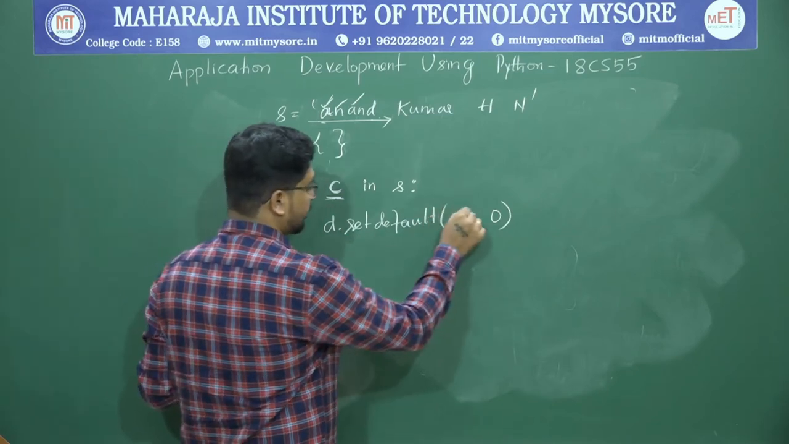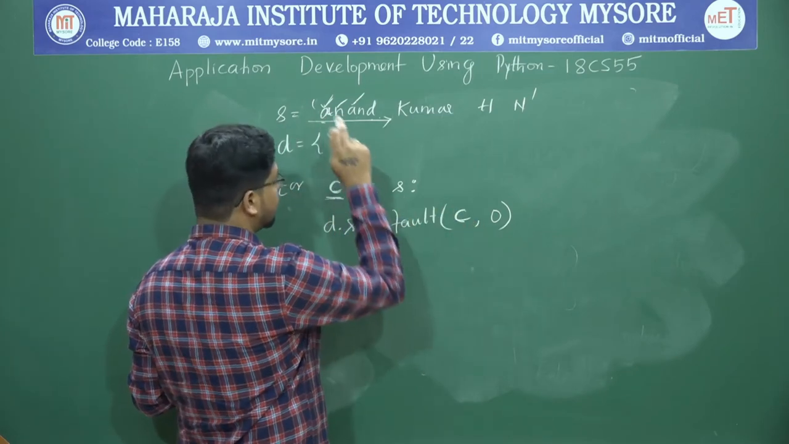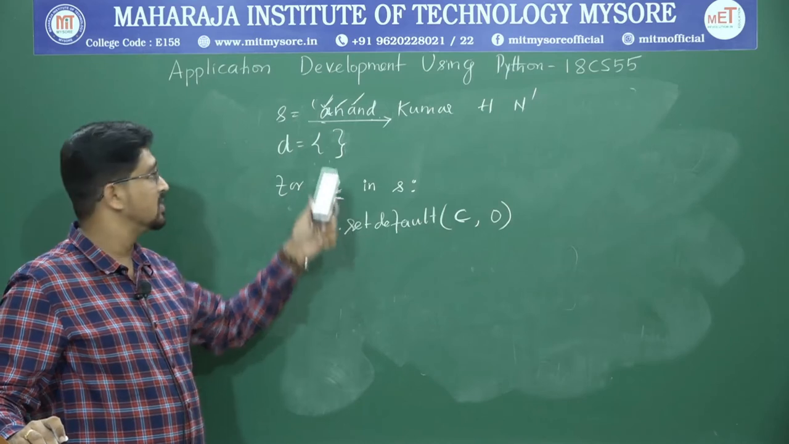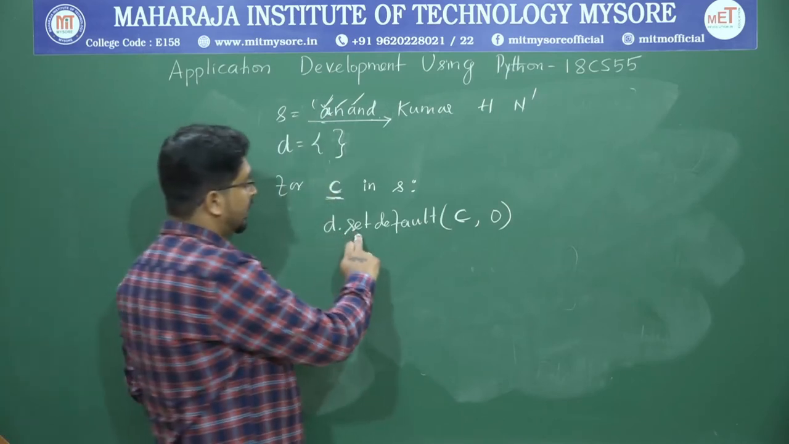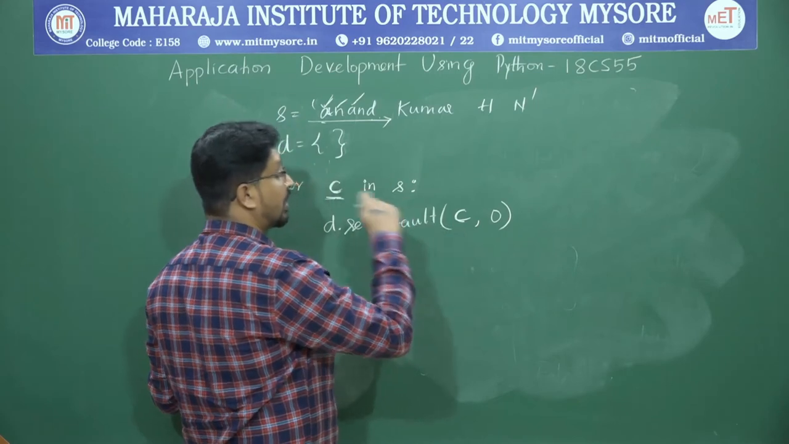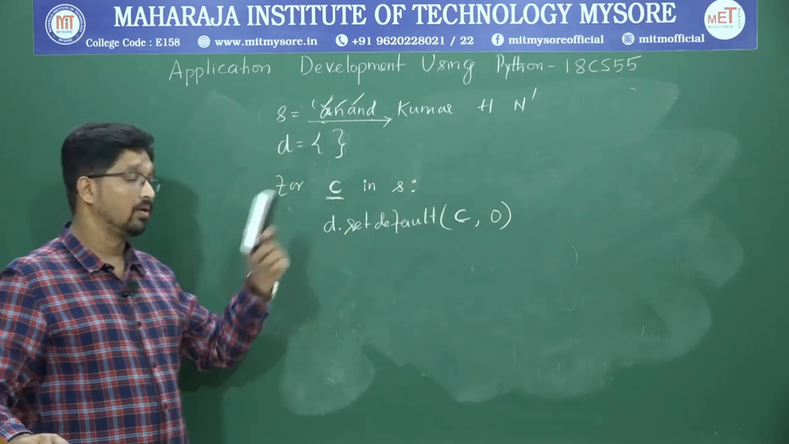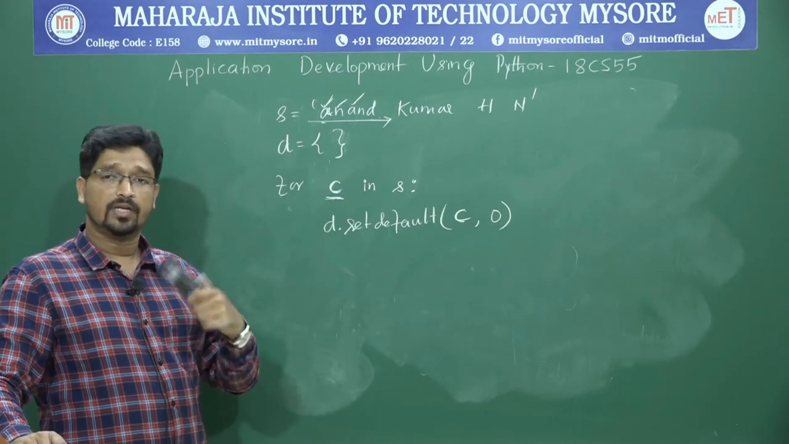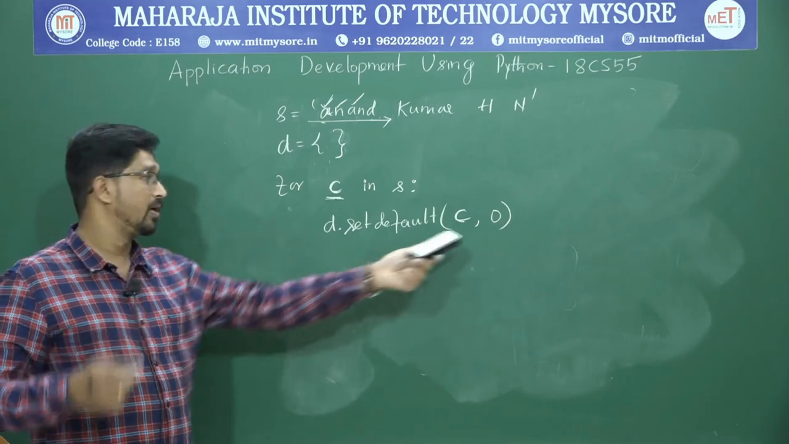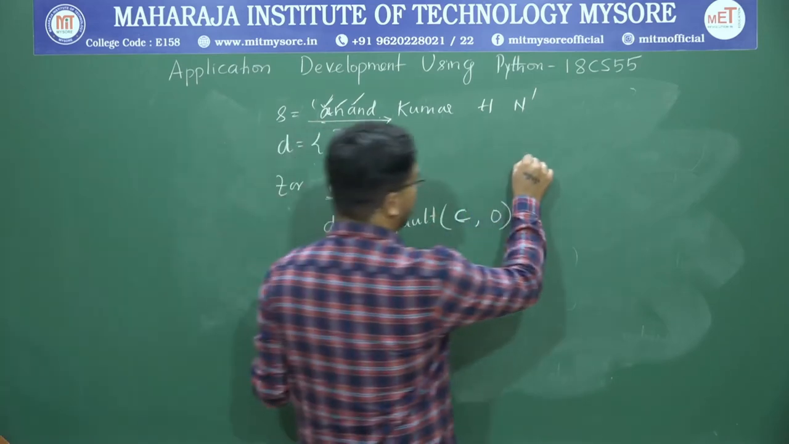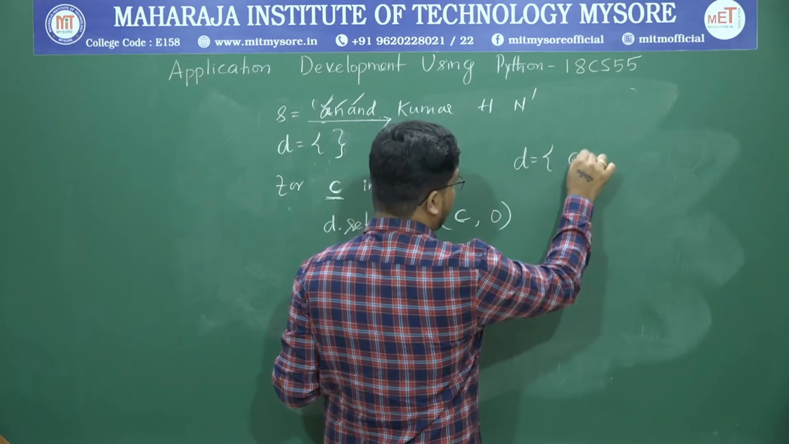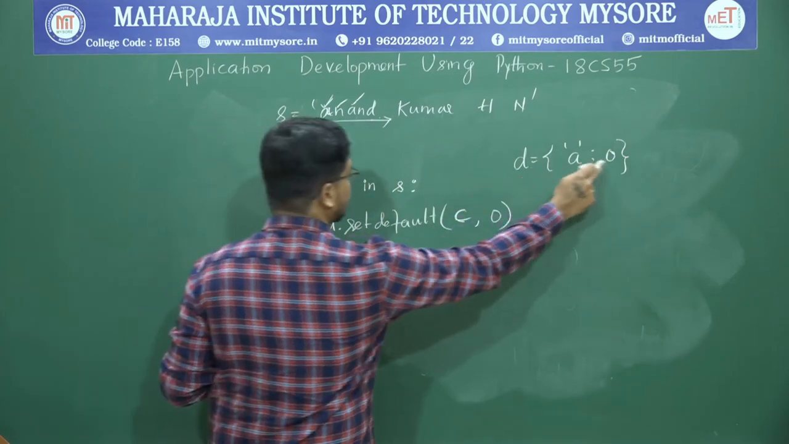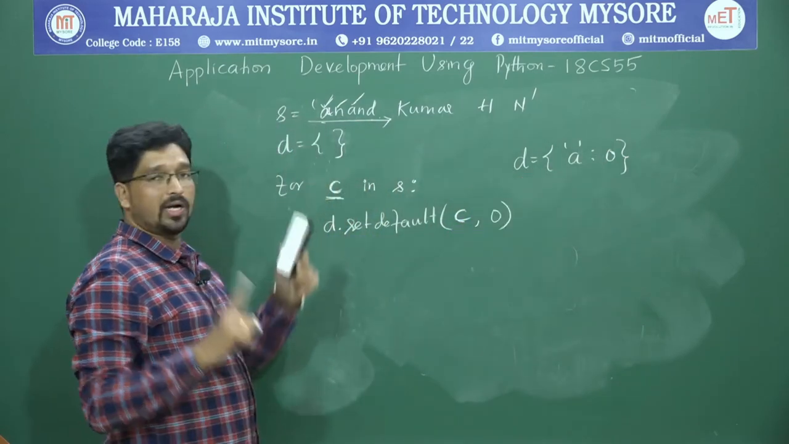So what happens? In the first case A does not exist inside the dictionary. So setdefault C, it does not exist. As I told you in the previous example, setdefault will check whether the particular key exists or not. If it does not exist, it will add a new item with the particular value. Now it will create a dictionary with A as 0. This is the initial value.